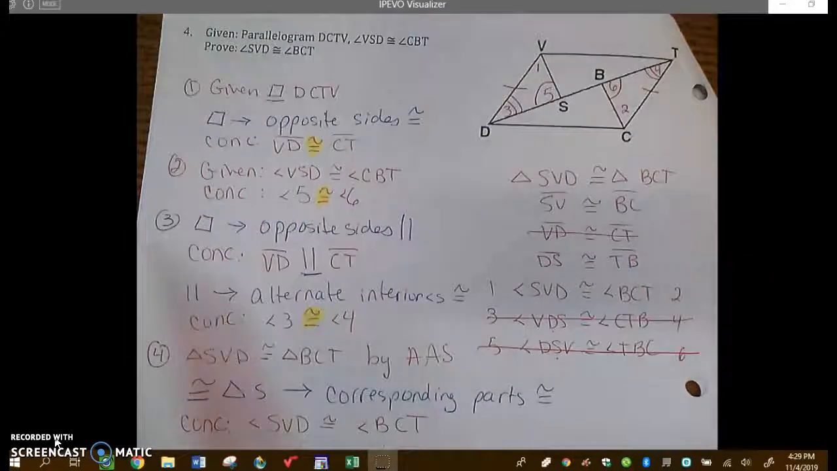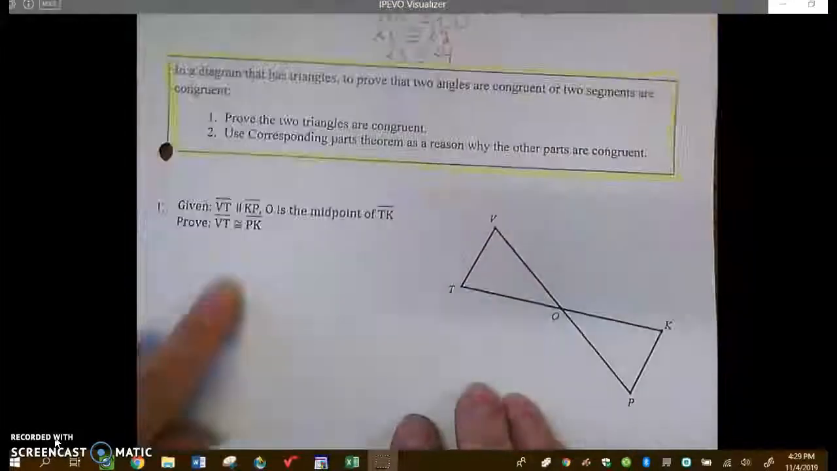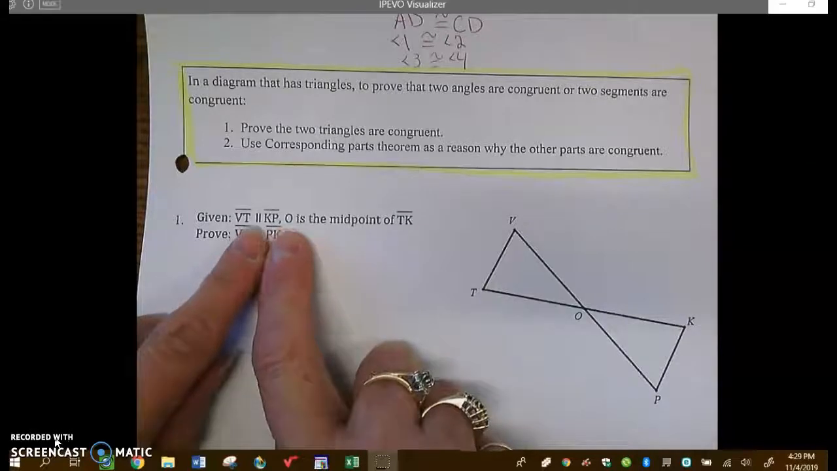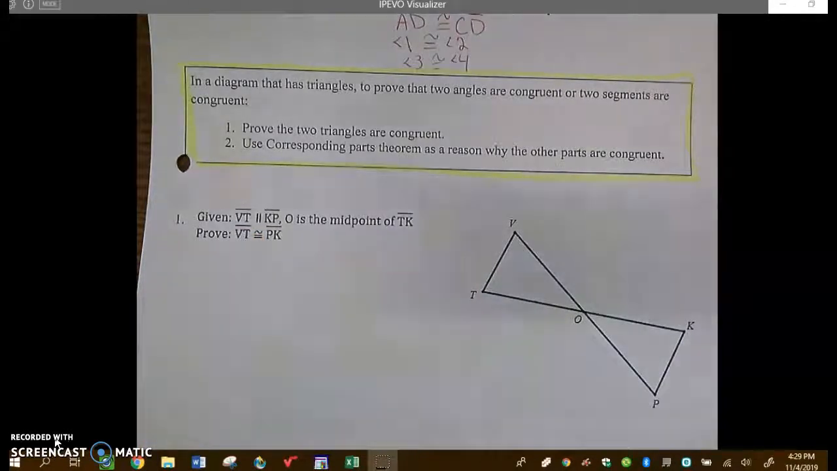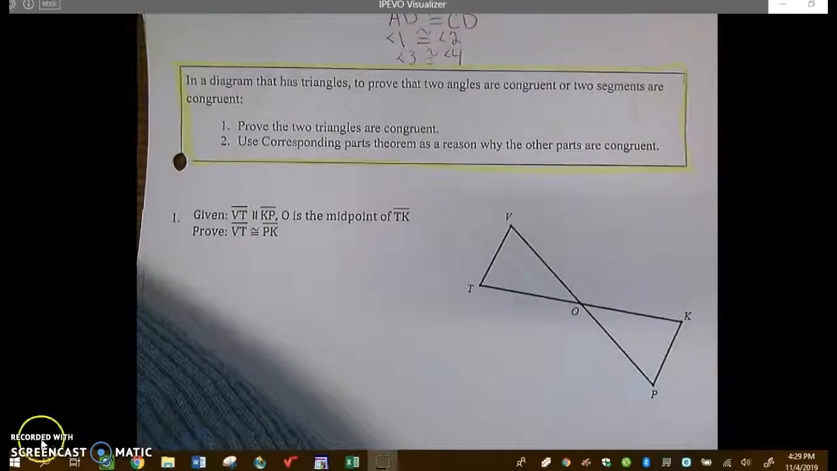All right, so I would like you to stop the video, go and work on problem number 1, back on the front. You're proving corresponding parts are congruent, and you're starting off with parallel, so there's a lot of things that you are going to need to use in this proof also. All right, so pause the video and then come back and watch another one. All right, see you in a bit.